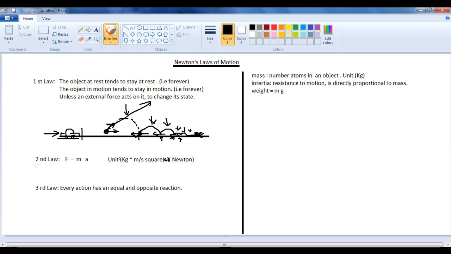Now there is another law, that is the second law, or Newton's second law of motion. Motion means movement. It says that force is equal to mass into acceleration. Now what is the meaning of that? Before we understand, we need to understand what is mass. We already know what is acceleration. Acceleration means change in velocity over time.